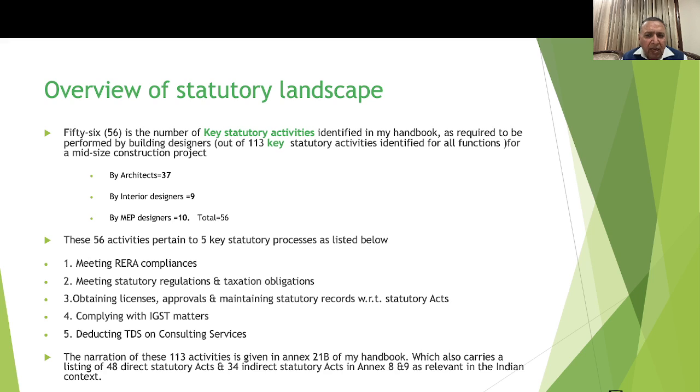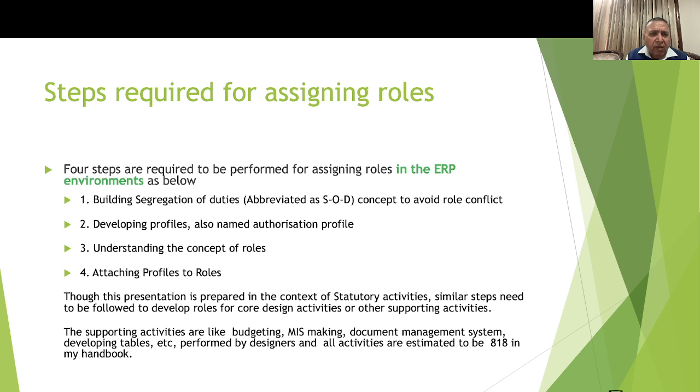The narration of these 113 activities which I am talking about is given in my handbook in annexure 21B, and this book also carries a listing of the 48 key direct statutory acts which are applicable to the construction industry, plus 34 indirect statutory acts which are applicable to the supporting functions like finance or corporate service or HR, etc., in annexures 8 and 9, which you can refer to from my book.